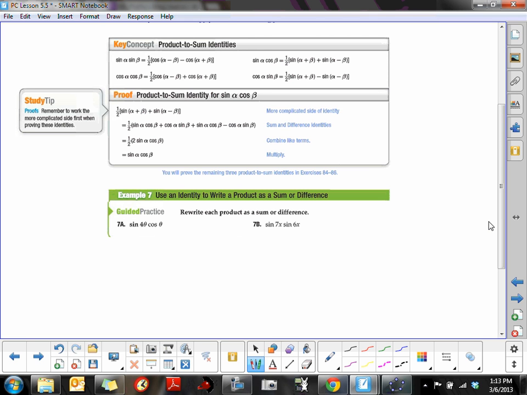So we have the cosine of alpha times the sine of beta. Now that's a product. We're going to change it into a sum, which is 1/2 of the sine of alpha plus beta, and minus the sine of alpha minus beta.